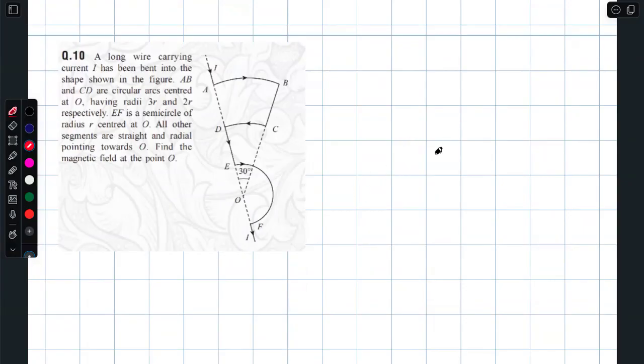I think it is easy. Find the magnetic field at the point O. What will not contribute, we will just strike off. This won't contribute any field. This won't contribute any field.